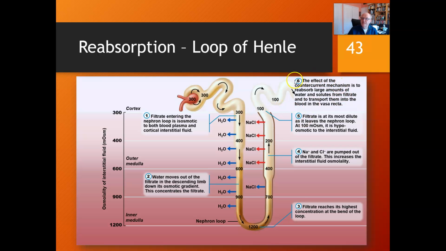And the effect of the countercurrent mechanism is to reabsorb large amounts of water on this side and large amounts of solutes on this side. Okay, and to transport them back into the blood in the vasa recta. So that's reabsorption. Okay, as the water and the solutes are reabsorbed, the loop first concentrates the filtrate and then dilutes it as it's going back up.